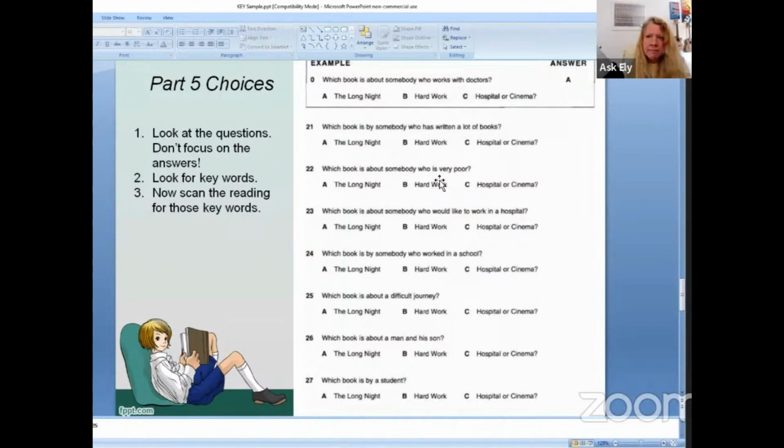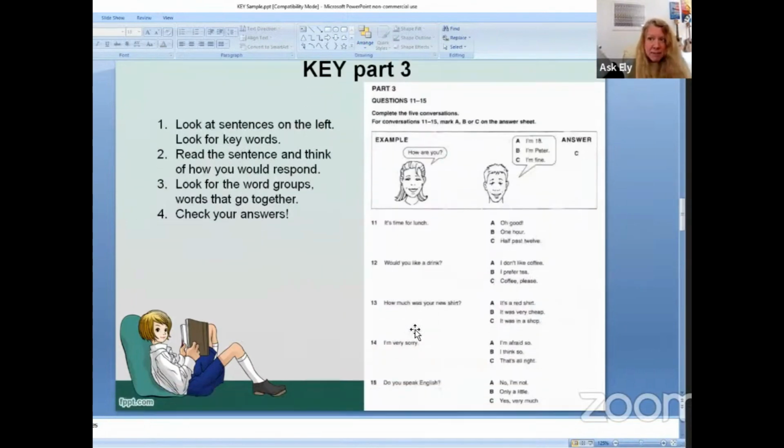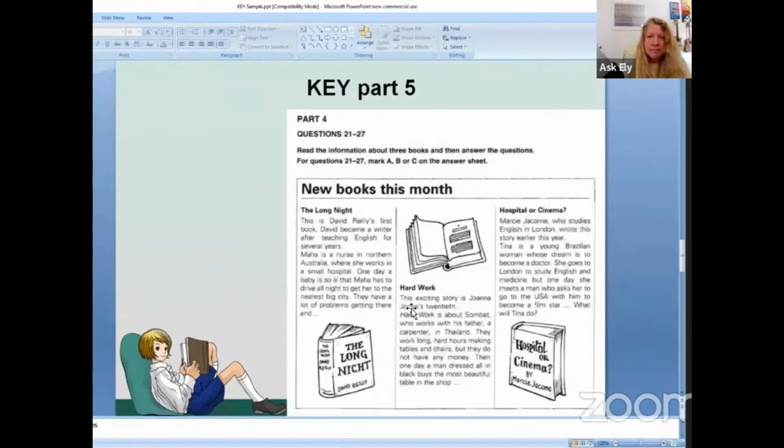Okay. Which book is about a man and his son? Now, we've skimmed. We haven't read anything. We've just skimmed for the answer. We know that this one is the teacher that wrote a book, right? This is a nurse in a hospital, this is a student making a decision, and this is a father and son, right? Father and his son. They live in Thailand, right?